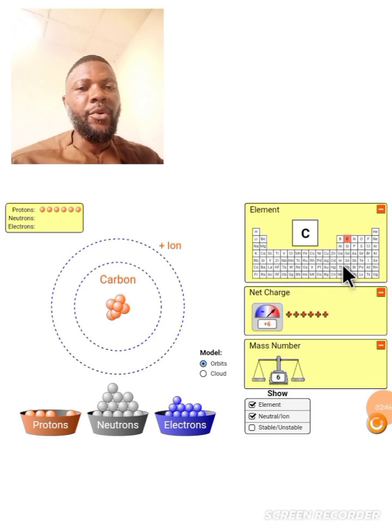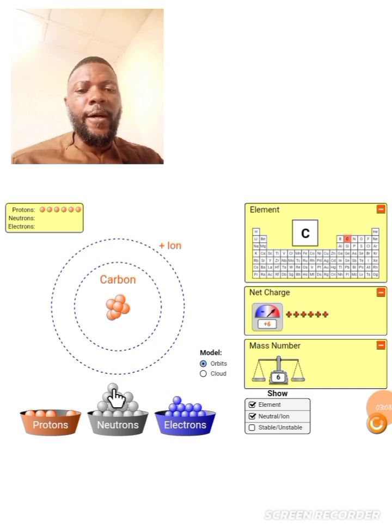And then on the periodic table, it keeps moving from hydrogen to helium to lithium until we get to this point where we have carbon. Another important thing you need to note is that this is positively charged. It's positively charged because what you have is just protons, and protons are positively charged. Take note, protons are positively charged.